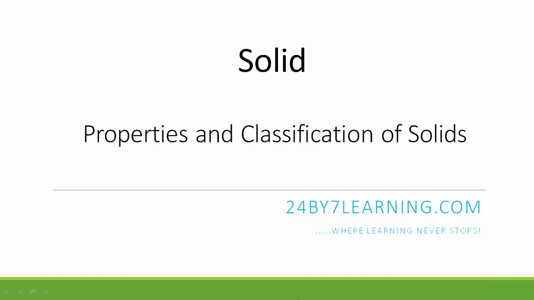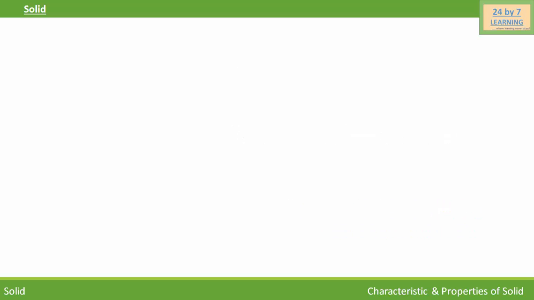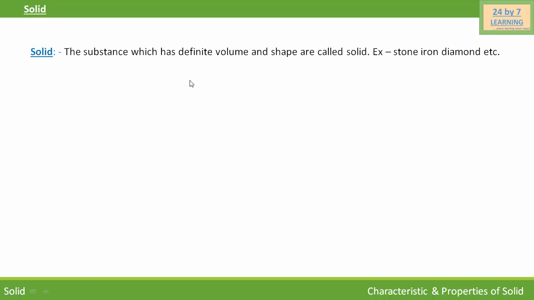Hello students, I will teach you about solids and their properties and classification. First of all, do you know what a solid is? A solid has a definite volume and definite shape. So the definition of a solid: a substance which has a definite volume and shape is called a solid. Examples: stone, iron, diamond, bricks, etc.